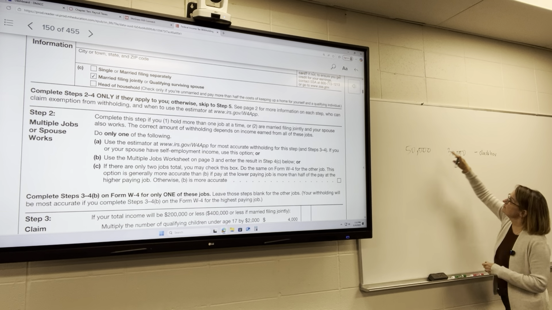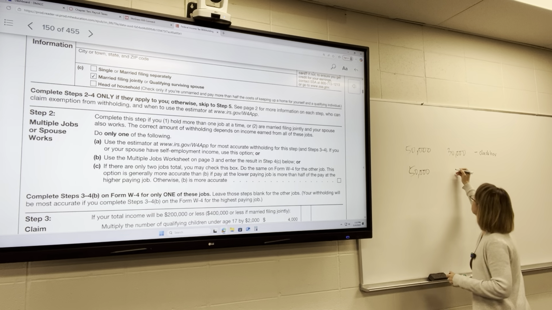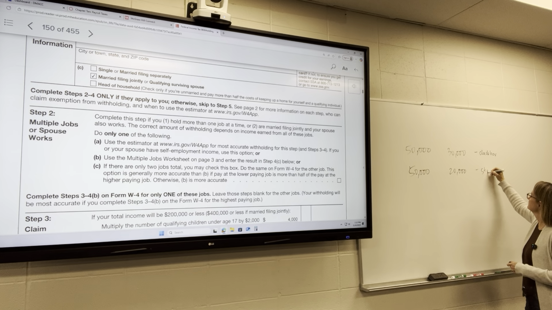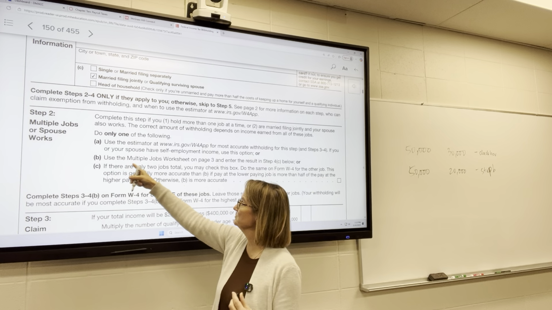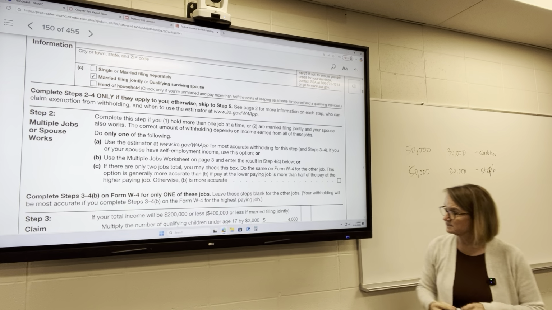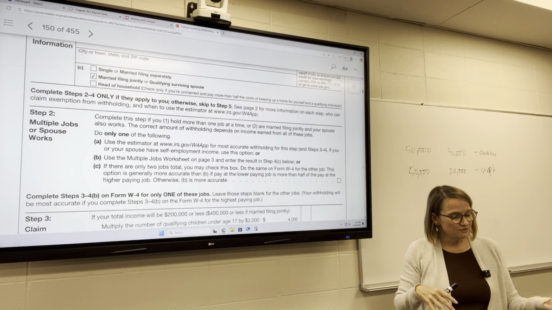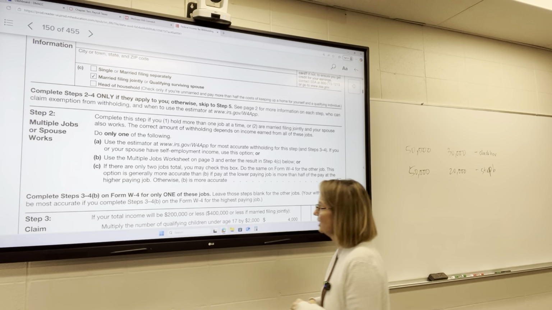Because this is more than half of this. If one of the jobs was that, and the other was this, you would use step B instead. So you would use the multiple jobs worksheet in that case. For our purposes, we're just going to use the checkbox. Either the box is checked, or the box isn't checked.